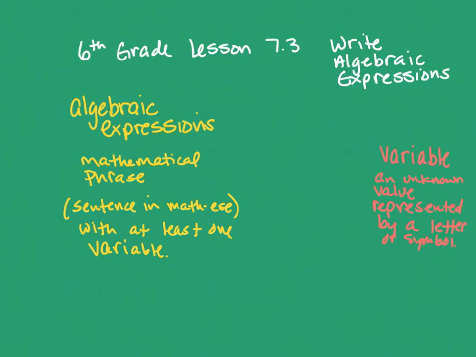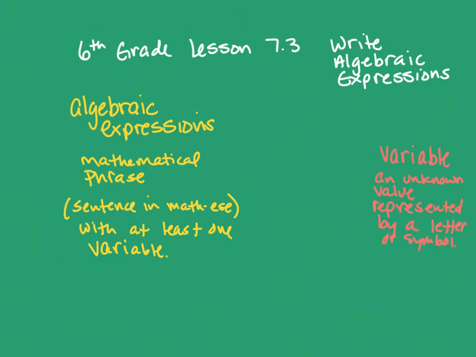Sixth grade lesson 7.3 is writing algebraic expressions. And to get into this lesson, there's a couple of vocabulary words that are key to know. First, a variable. A variable, you've seen these already. You probably know what they stand for already. But anyway, it's representative of an unknown value.